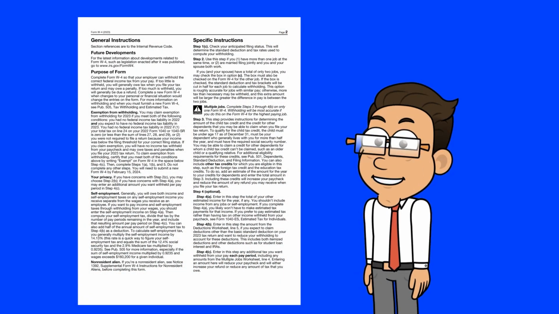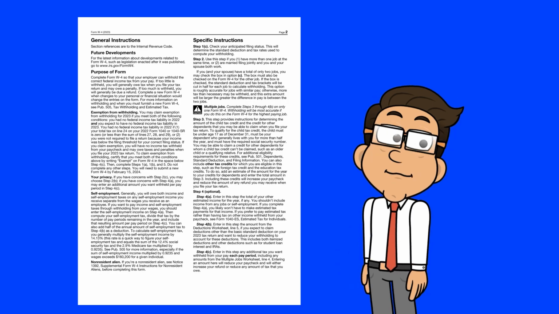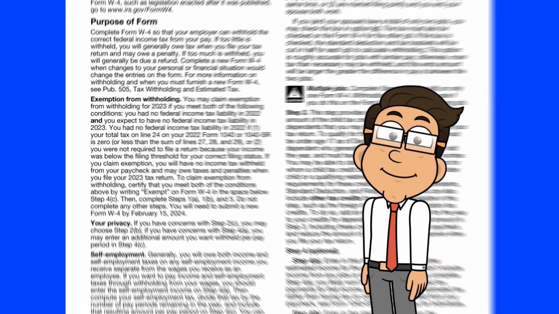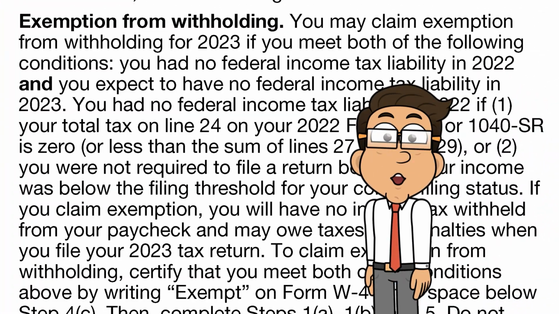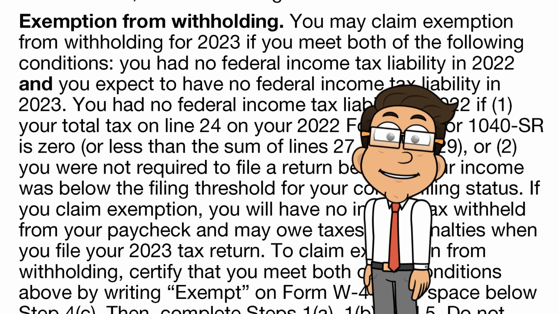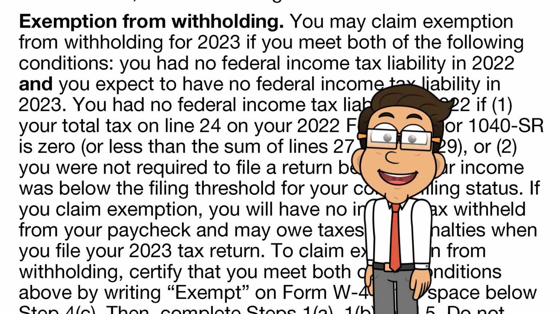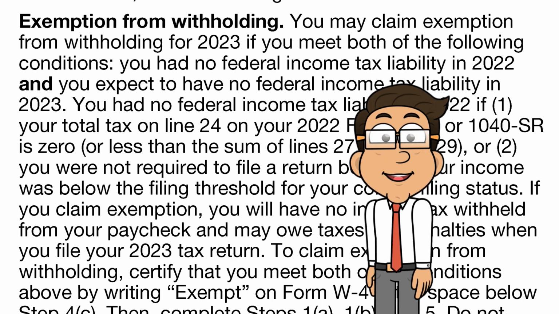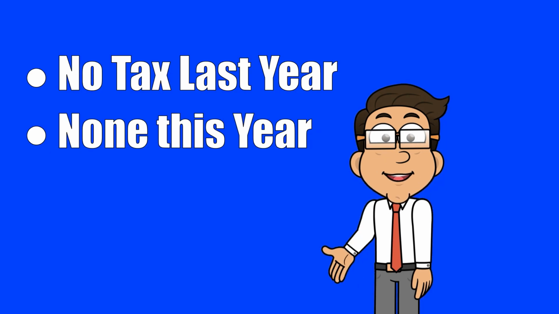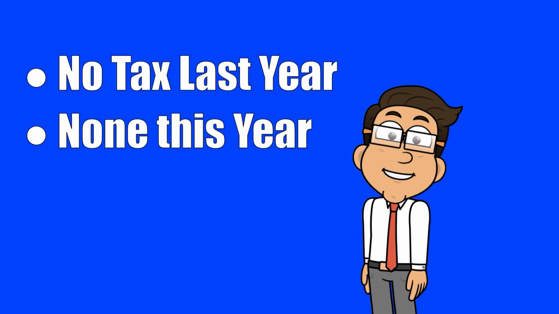Now, that sounds great, but before you get too excited, it's important to understand that this status is not universal. It depends heavily on specific circumstances and requirements. In terms of withholding, in general, a tax-exempt status can be claimed on your W-4 form if you had no tax liability last year and expect to have none this year.